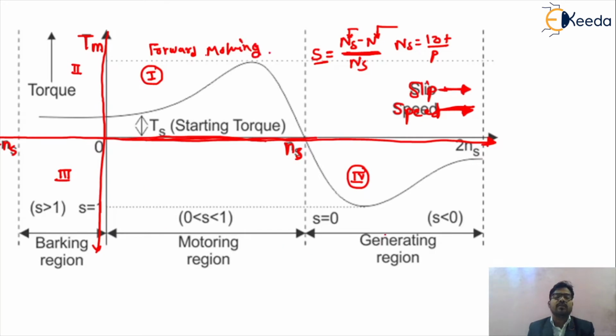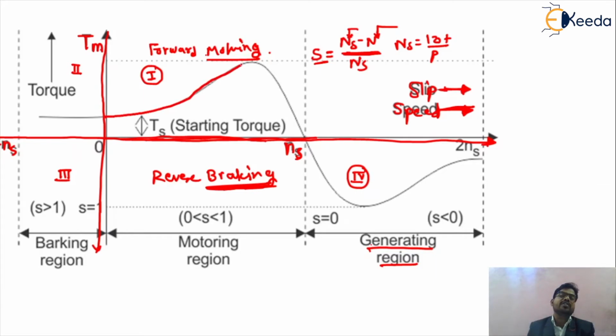In the fourth quadrant, friends, we are considering reverse braking. So friends, the concept of reverse braking is called generating, because as we know, in motoring, electrical energy is converted into mechanical energy, but in braking operation, this mechanical energy is fed back as electrical energy. Such a technique is called reverse braking, and this will be the torque speed curve of your induction motor for forward braking.